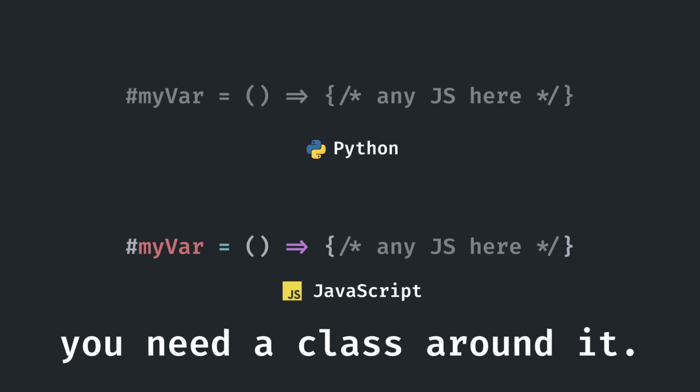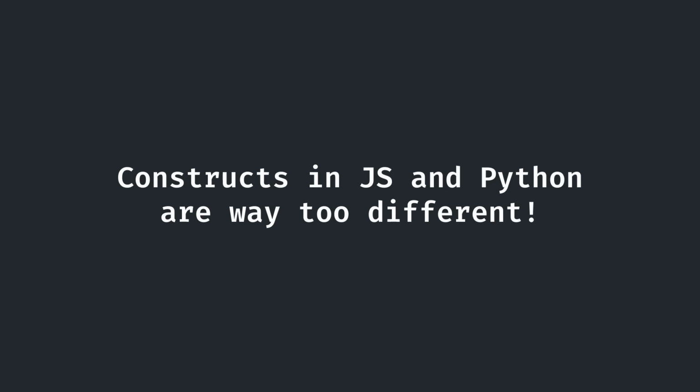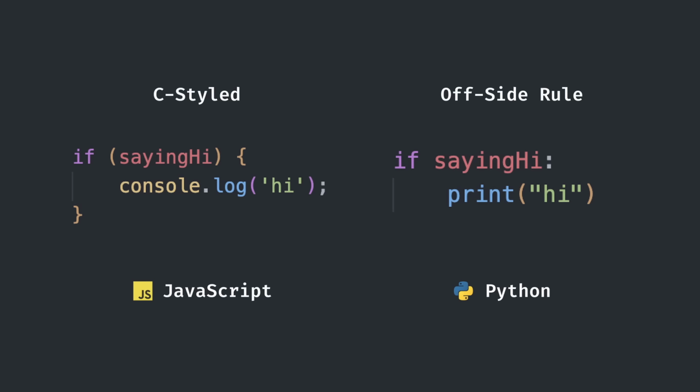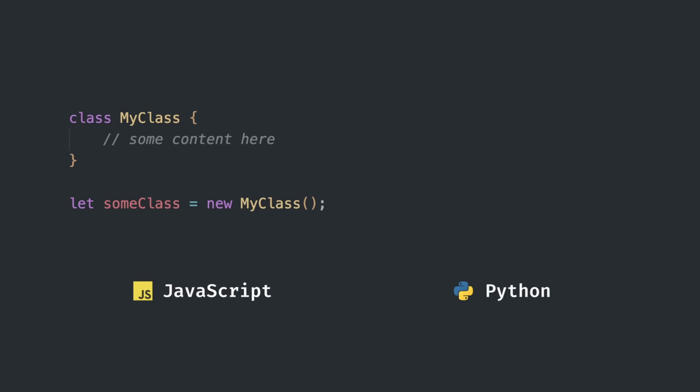You might say to simply create a class around our private field, but here we run into possibly the largest conflict that a JS Python polyglot faces. There is close to no construct that has the same syntax in JS and Python. After all, JS is a C-styled language, which means it uses braces to denote blocks, while Python adheres to the offside rule, which means it uses colons and indentations to denote blocks. So a class in JS would look like this, while a Python class like this.